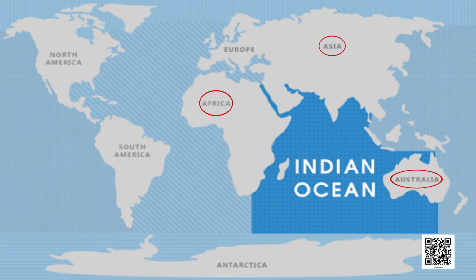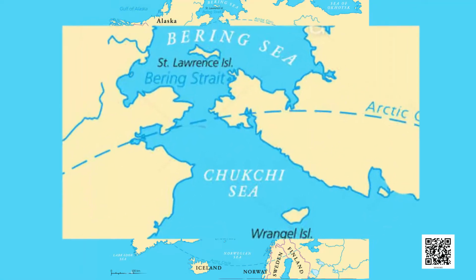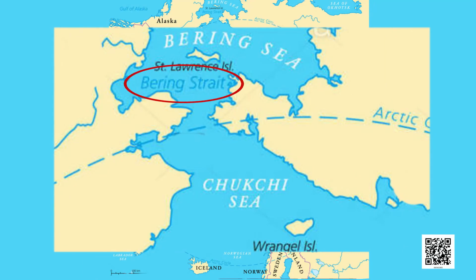The Southern Ocean encircles the continent of Antarctica and extends northward to 60 degrees south latitude. The Arctic Ocean is located within the Arctic Circle and surrounds the North Pole. It is connected with the Pacific Ocean by a narrow stretch of shallow water known as Bering Strait. It is bound by northern coasts of North America and Eurasia.